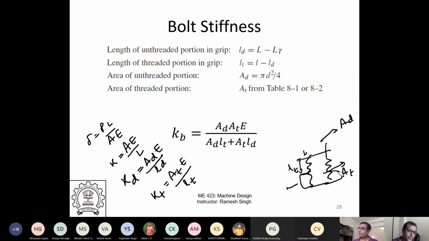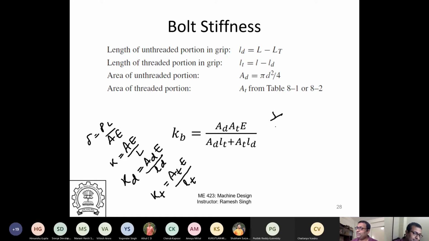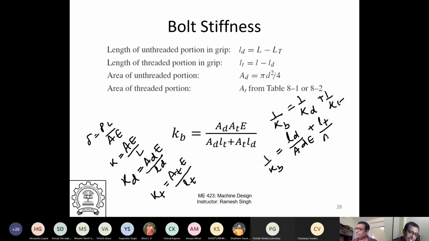Now if we want to see this, these are in series, right? So series means that the total stiffness will be 1 by KD plus 1 over KT. So now if I do that, 1 over K, for the actual complete bolt, 1 over KB is equal to LD divided by AD E plus LT divided by AT E.